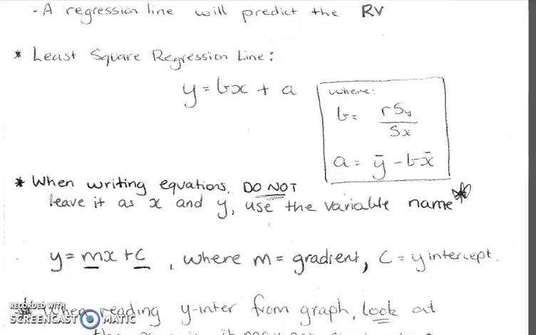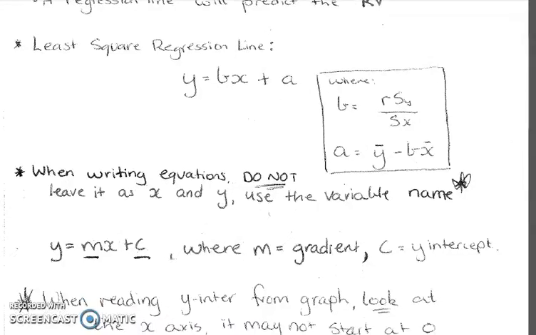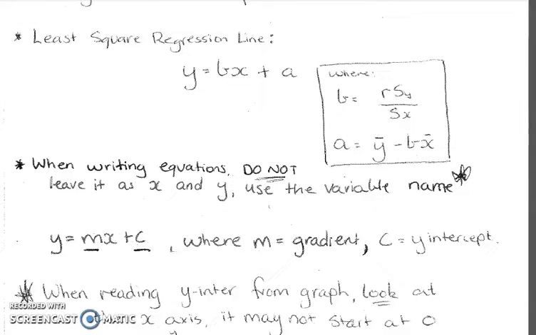When writing equations, do not leave it as x and y. If you do, I'll be so angry. Use the variable names. I can tell you right now, your assessors will mark you wrong if you leave it as y equals something x plus c. Make sure you have the variable names, age and weight, height and whatever. Make sure you use those in your formula. Do not leave y and x in your formula. Hopefully you will remember that. Please do not go to all the effort to get the question right, but then at the end get it marked wrong.